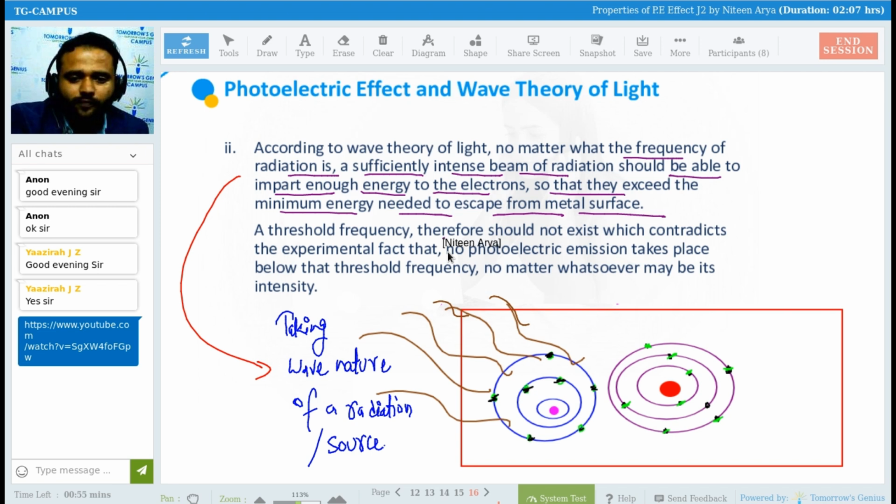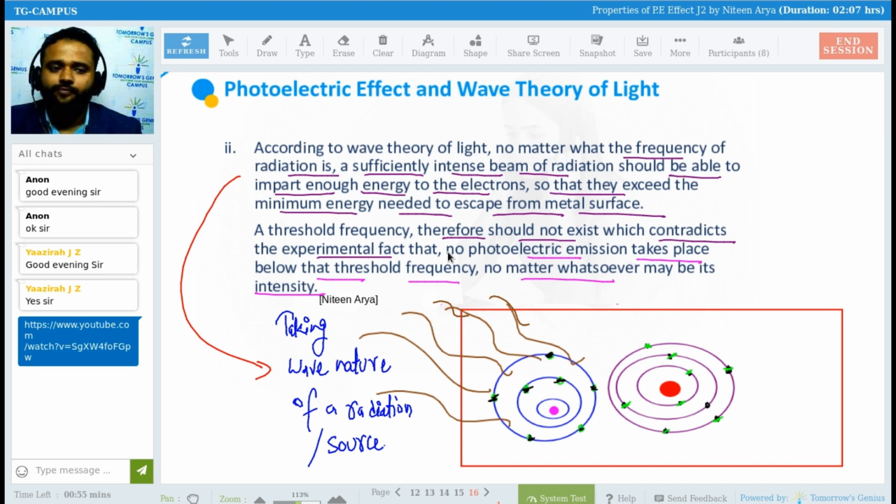So a threshold frequency should not exist, which contradicts the experimental fact that no photoelectric emission takes place below the threshold frequency, no matter whatsoever the intensity is. Clear? If we consider the wave theory, there is no such concept of threshold frequency. And if there is no threshold frequency, obviously the emission of photoelectrons is going to be zero. And if the ejection and emission of photoelectrons is zero, obviously there is no photoelectric effect, isn't it?